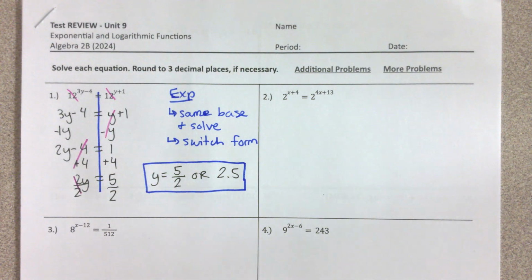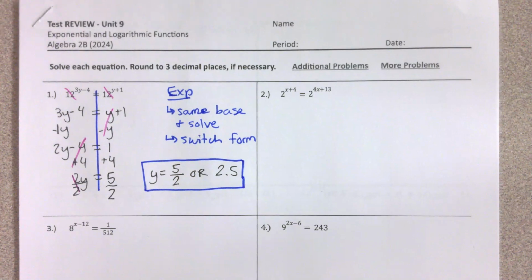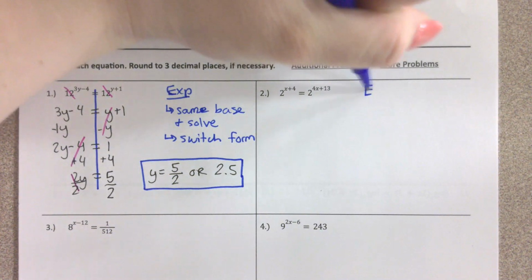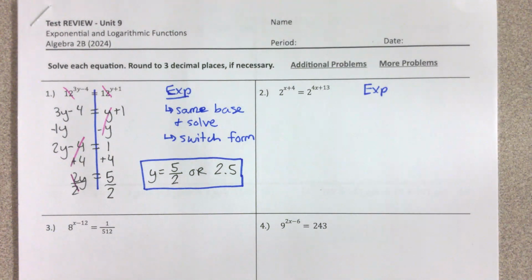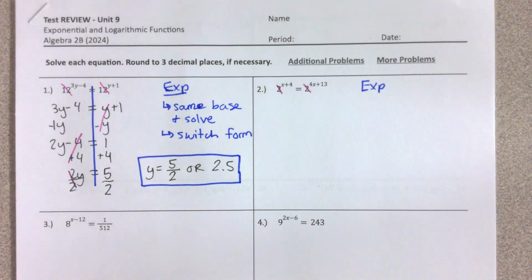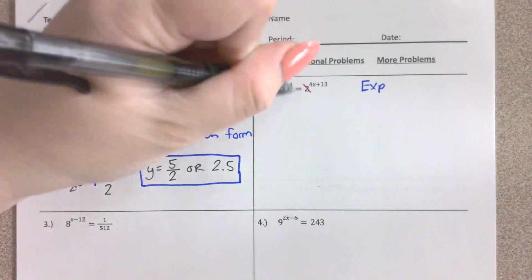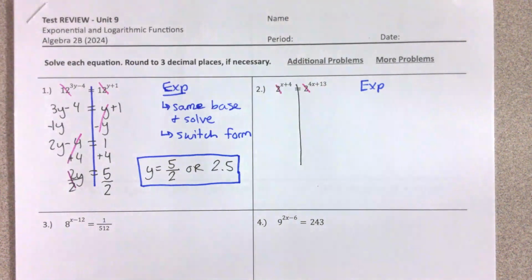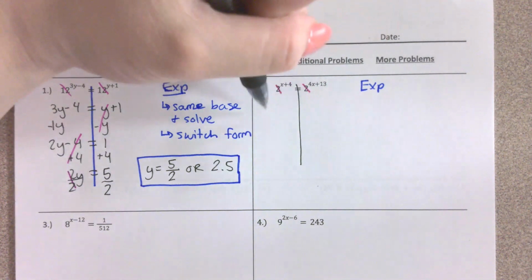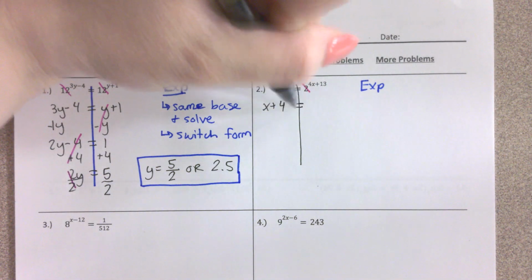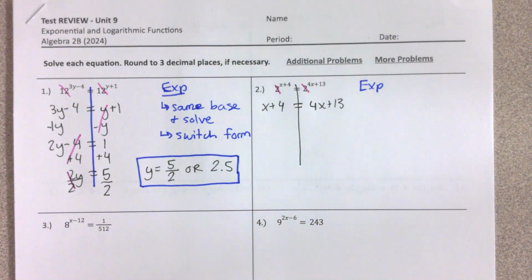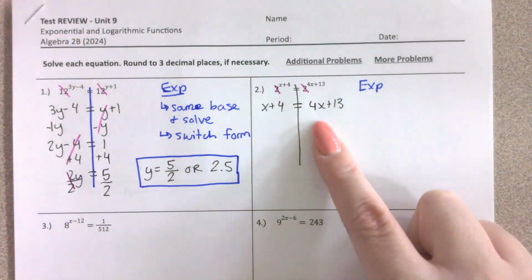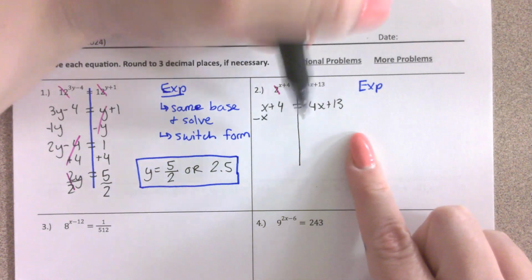Number 2 is a very similar type of problem. It's still exponential, as you can see. There's exponents on both sides of the equation. And we have the same base already. It's 2. So we can go ahead and cancel out those 2's and solve our equation. So we have x plus 4 equals 4x plus 13. Two x terms. Once again, I'm going to move the smaller one. Minus x on both sides.